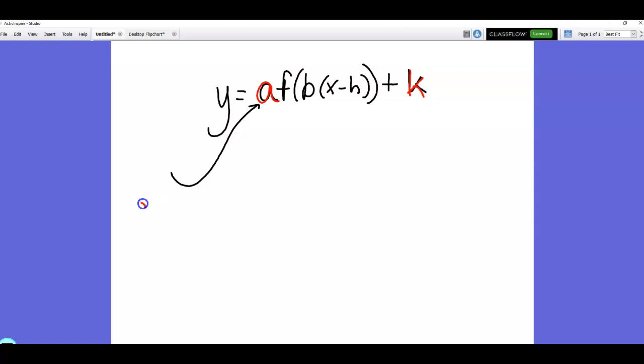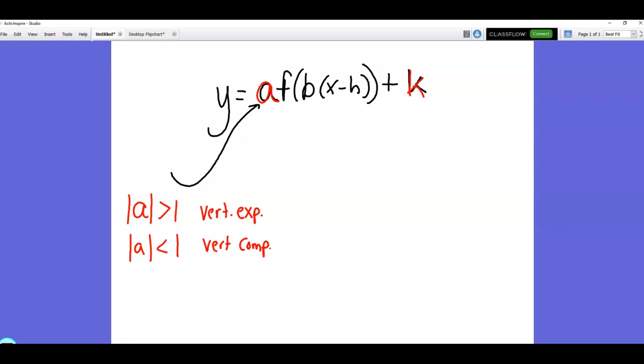So as for the a, if your absolute value of a, meaning we don't care if it's positive or negative, just the number itself without the negative if there is one, is greater than 1, then we have a vertical stretch, or I guess we should say vertical expansion. If the absolute value of a is less than 1, then we have a vertical compression. If it actually equals 1, then it doesn't expand or compress, it just stays the same.